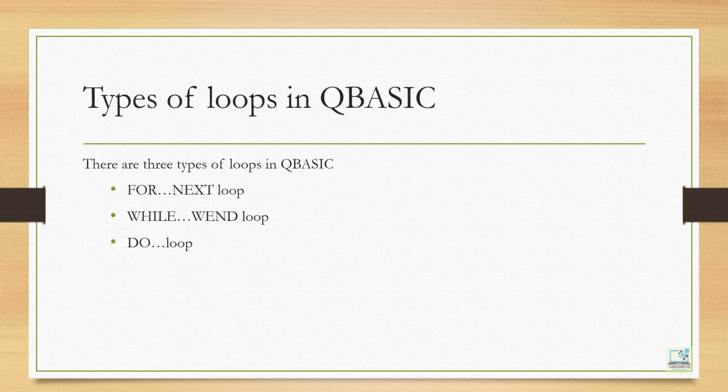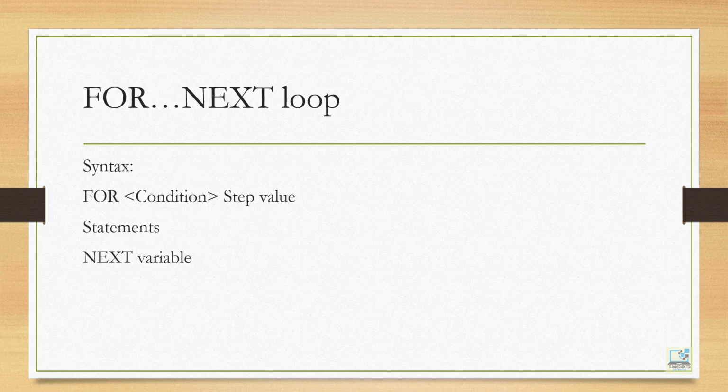Types of loops in QBASIC. There are three types of loops in QBASIC: FOR NEXT loop, WHILE WEND loop and DO loop. In this video we will only be discussing the FOR NEXT loop. So let's see the syntax of the FOR NEXT loop. This is how we write it: FOR, condition, STEP value, statement, NEXT variable.